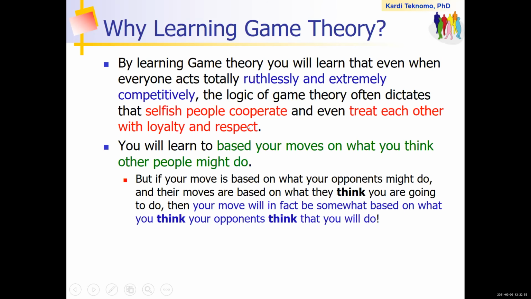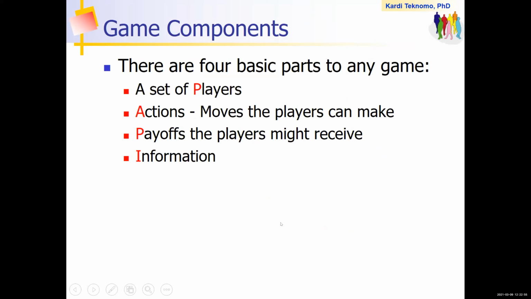This is amazing, right? So now there are four game components. The basic part, of course, is the set of players. In this case, you have two players. You have actions, which are the alternatives, right? And you have payoffs for each action, for each alternative, for each player. And then you have information about it.